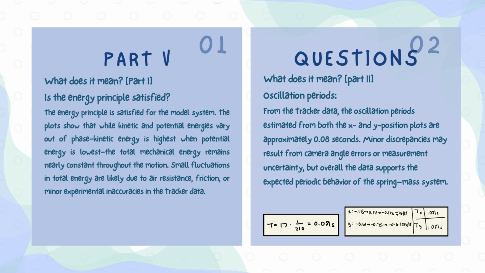For the second question, from the Tracker data, the oscillation periods are estimated from both the x and y position plots and are approximately 0.08 seconds. Minor discrepancies may result from camera angle errors or measurement uncertainty, but overall, the data supports the expected periodic behavior of the spring mass system.